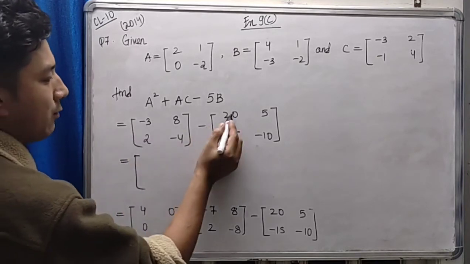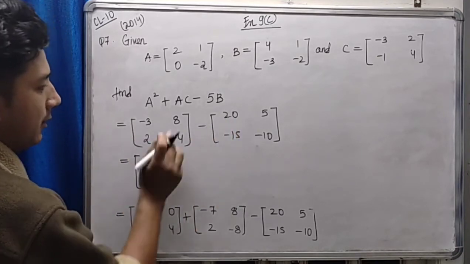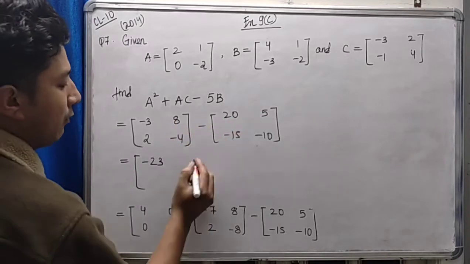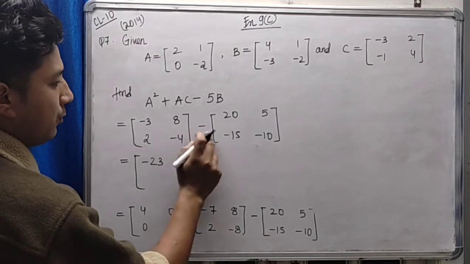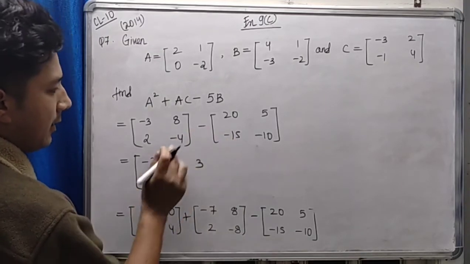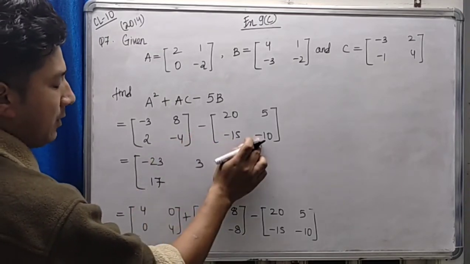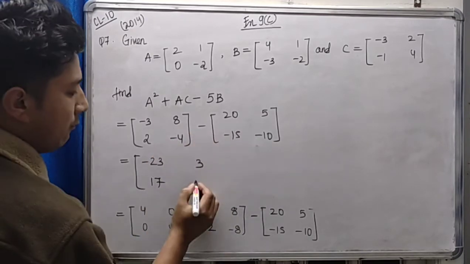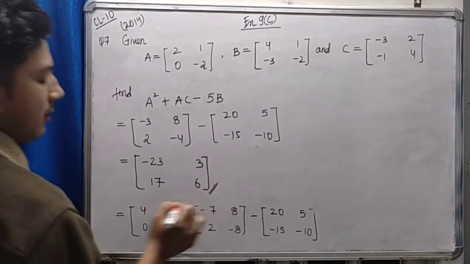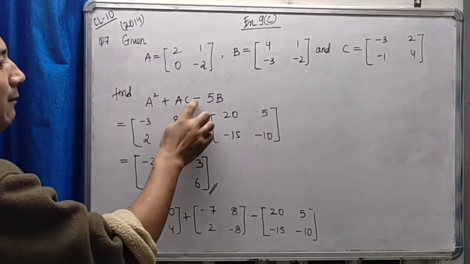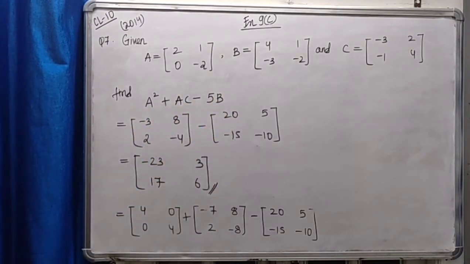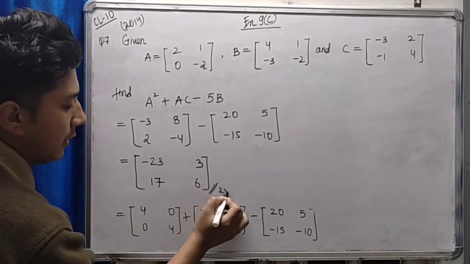Minus 3 minus 20 will be minus 23. 8 minus 5 will be 3. 2 minus into minus is plus, so 2 plus 15 is 17. And minus 4 minus into minus is plus, so minus 4 plus 10 will be 6. So this is the final answer. Hence the value of A square plus AC minus 5B is this, which is of order 2 into 2.